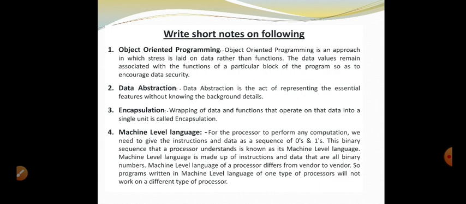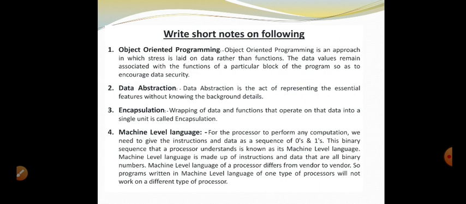Encapsulation: wrapping up of data and functions that operate on that data into a single unit is called encapsulation. You can write it also like that: wrapping up of data into a single unit is known as encapsulation.